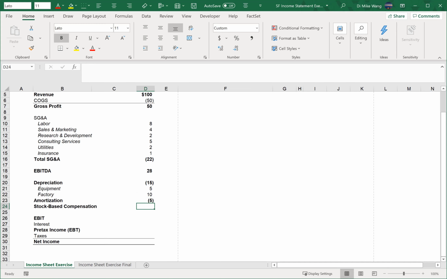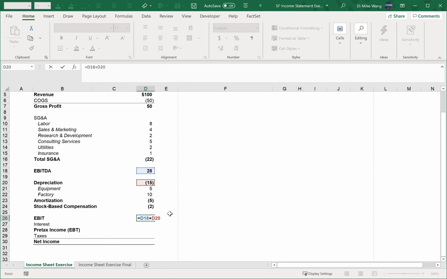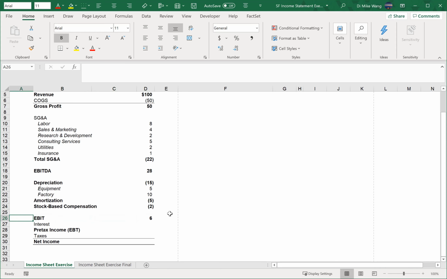Okay, since we want to incentivize our employees, we've decided to pay them $2 of wages in stock. So we'll input that figure here under stock-based compensation. So to get our EBIT figure, we're going to have to take EBITDA and subtract out our non-cash expenses such as depreciation, amortization, and stock-based compensation. So you can see here we have an EBITDA figure of 6.